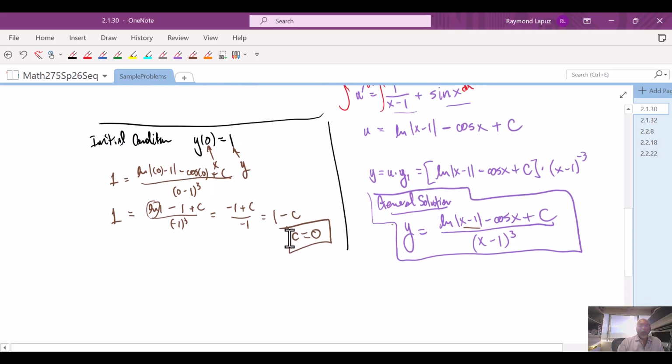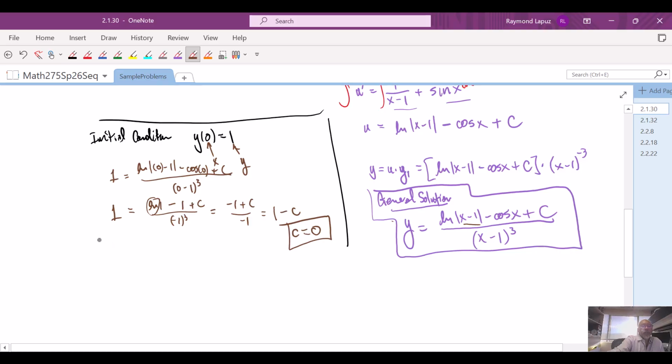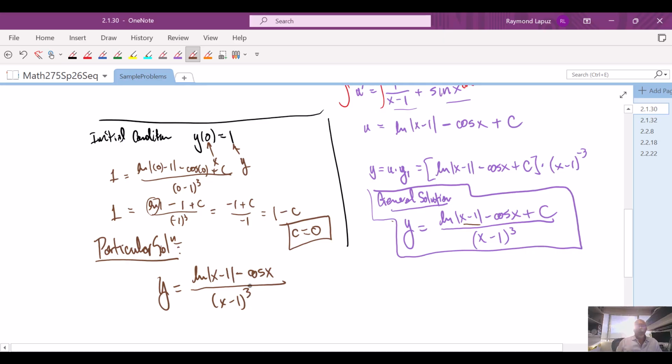And when c is equal to 0, we have our particular solution for this IVP, the initial value problem, and that is going to be y is equal to everything here: x minus 1, ln of x minus 1, minus cosine of x. But this time instead of a plus c we got a plus 0, so I'll just leave that there, and we have an x minus 1 to the third in the denominator. So this is it. That's our solution.